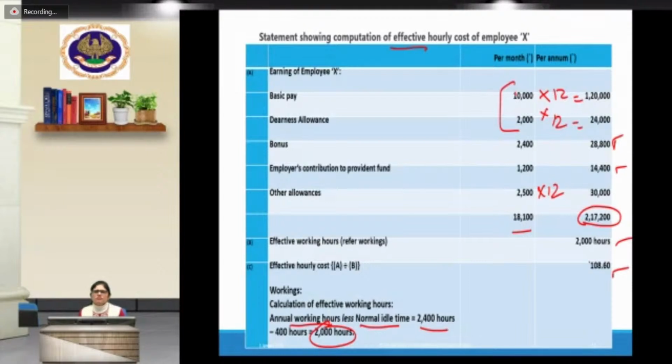When you make a cost sheet also, you have to make a column of cost per unit and total cost. Right? So it's always better to write the rate also. So per month is actually the rate at which we are paying all the emoluments. What is the rate of basic? It's 10,000 per month. So this shows the rate, and then the per annum shows the actual salary which you are getting.